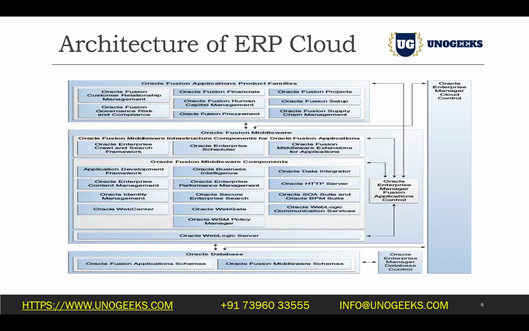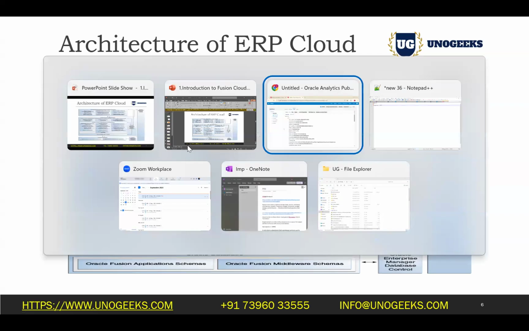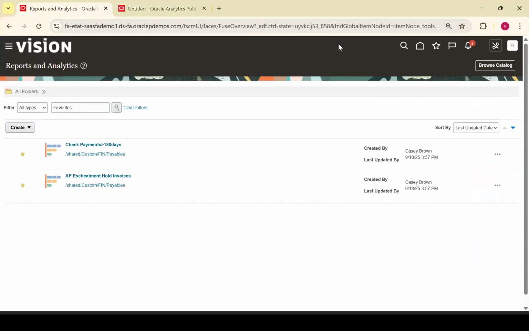Middleware tier is something like, if you want to run an ESS job, like you are running a concurrent program in EBS, and people who are from an EBS background can focus on the cloud stuff only. Suppose you want to run some job in Oracle, then we have the Oracle Enterprise Scheduler as the middleware component. This is one of the middleware components. We will use the same screen. I will go to my home page.